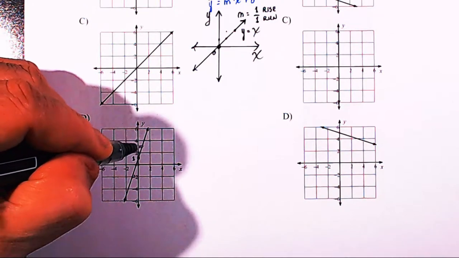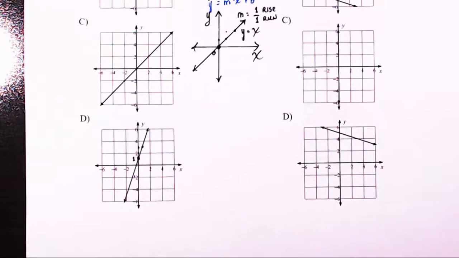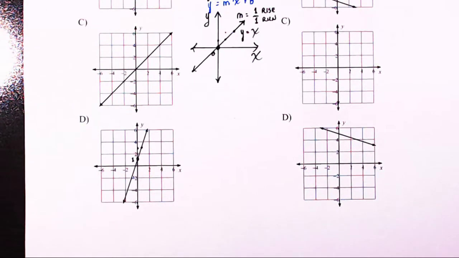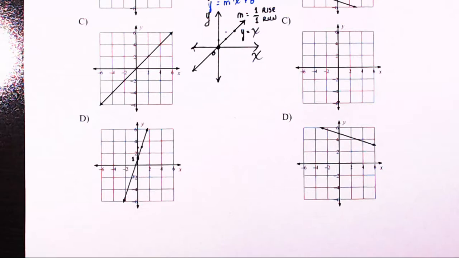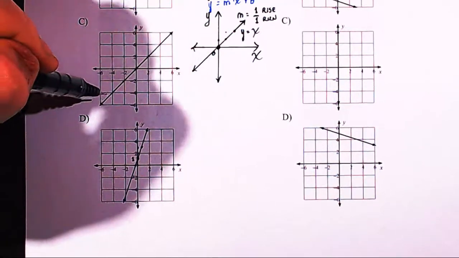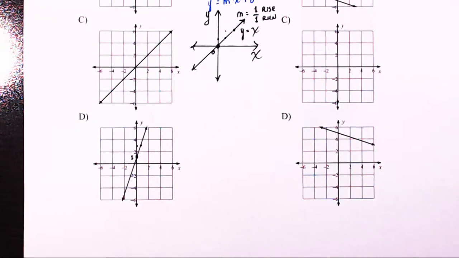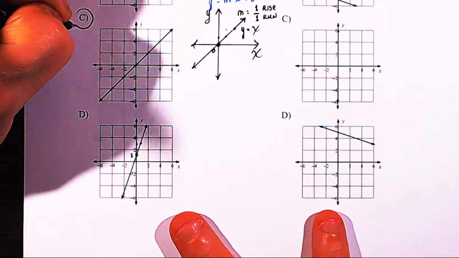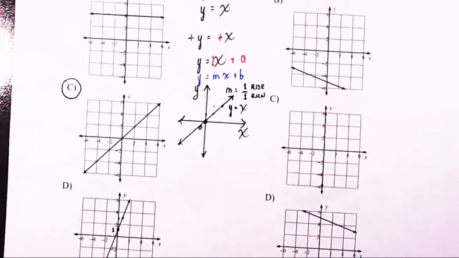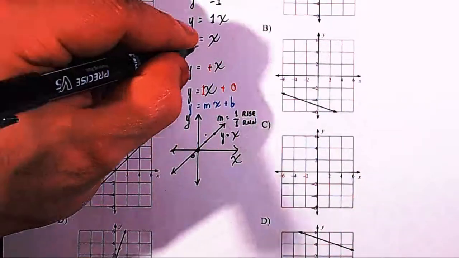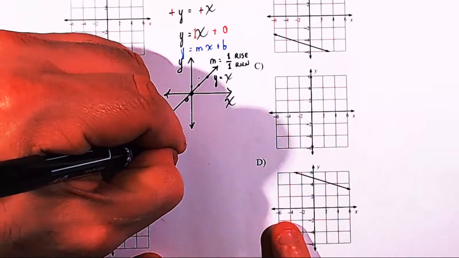I think the slope is 3. I'm not sure, but it's definitely not 1. It's too steep. This line right here that cuts a perfect diagonal through that square graph grid, that is our answer right there.